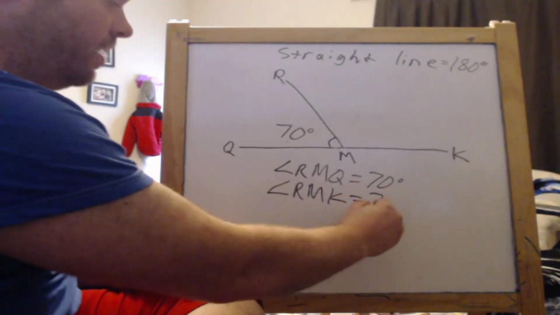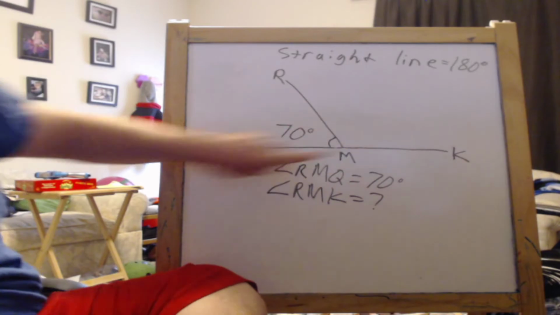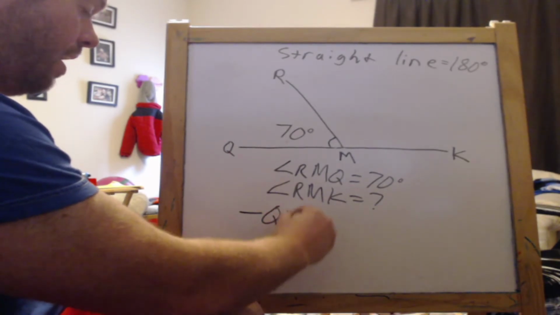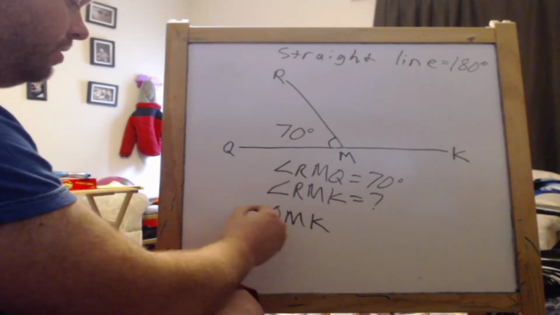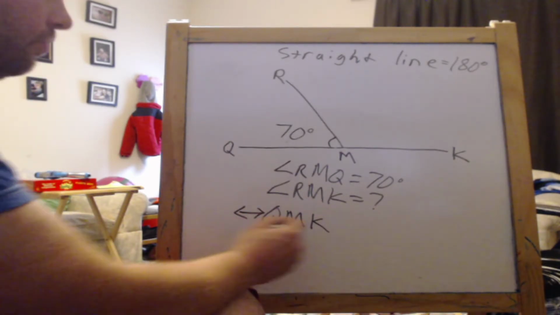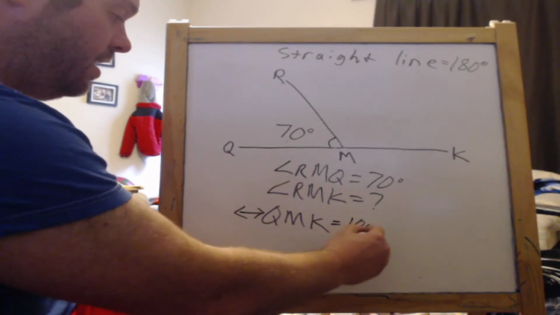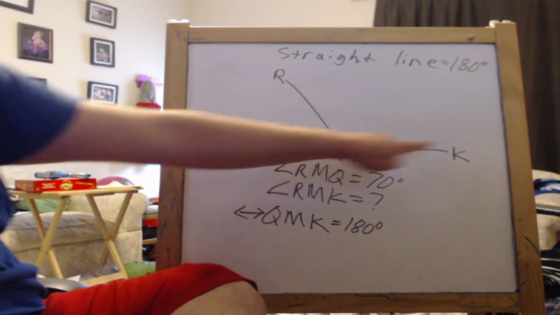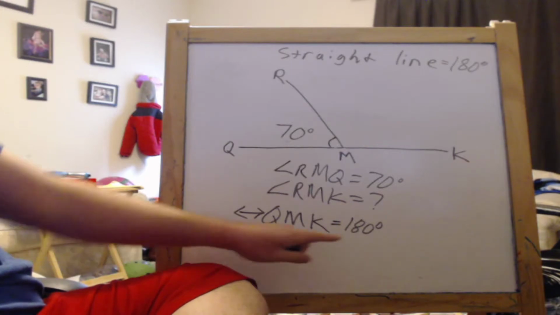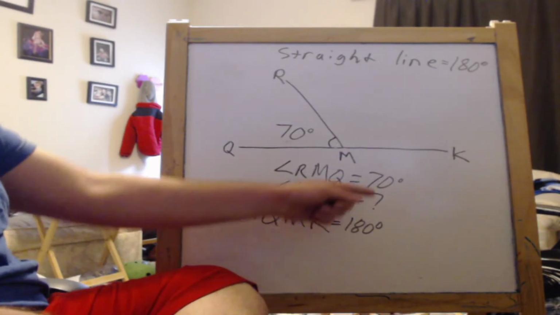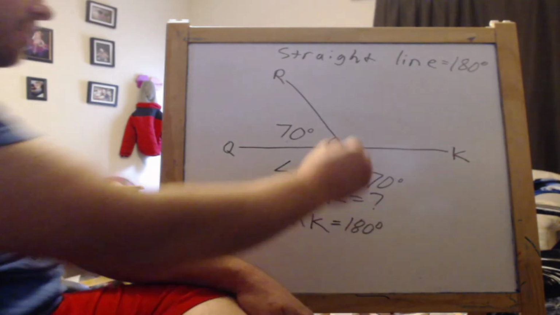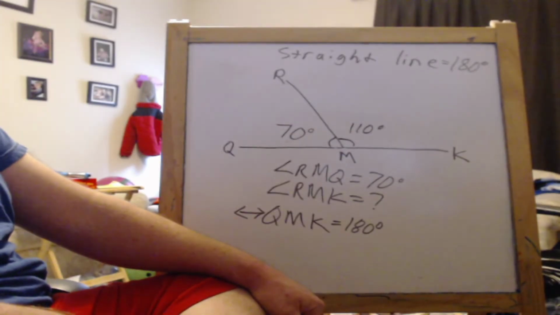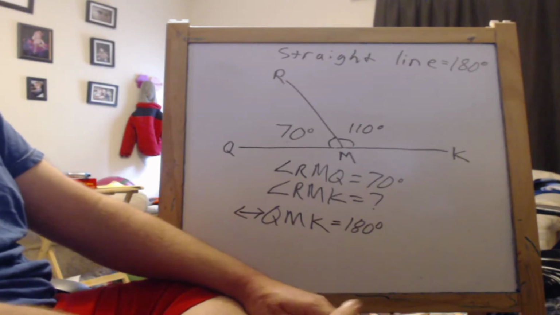RMK equals what? Since I know that this whole line, line QMK, equals 180 degrees, because it is a straight line, then that means that RMK, this angle right here, has to be the difference between 180 and 70, which I know that 180 minus 70 equals 110 degrees. So this one would just be 110 degrees.